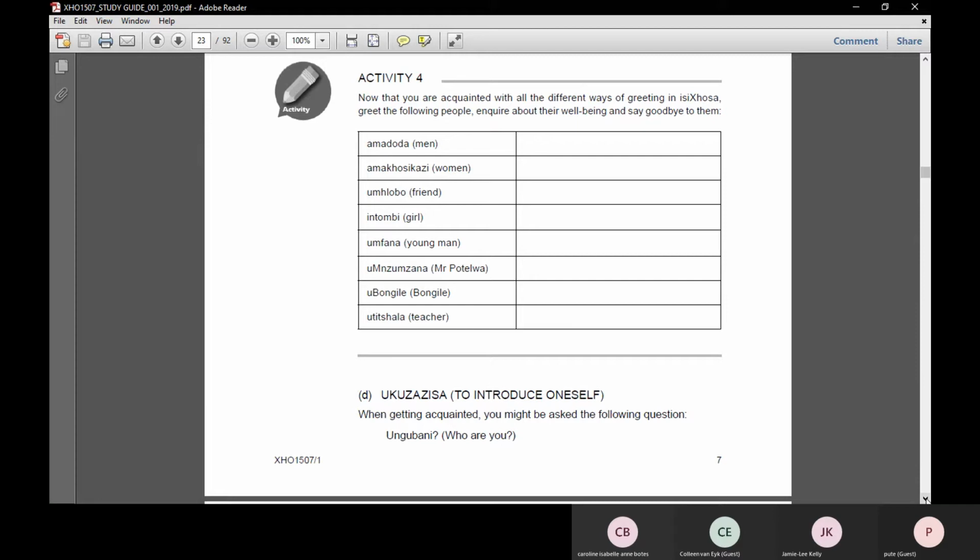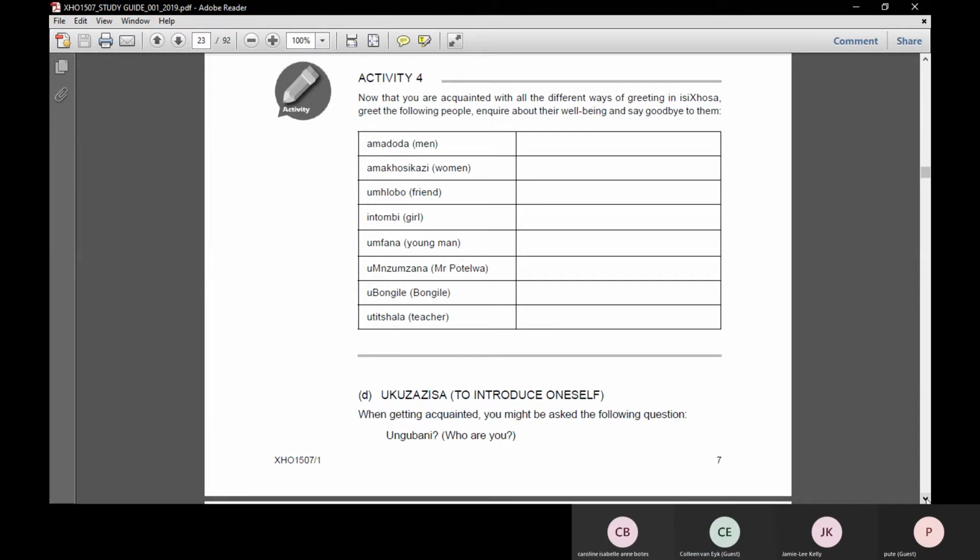Greet amadoda. How do you greet amadoda? Would you say Molo? No. Look at amadoda. They are plural. You are talking to multiple men, talking to more than one person. Molweni. Molweni. And ask them how are they?